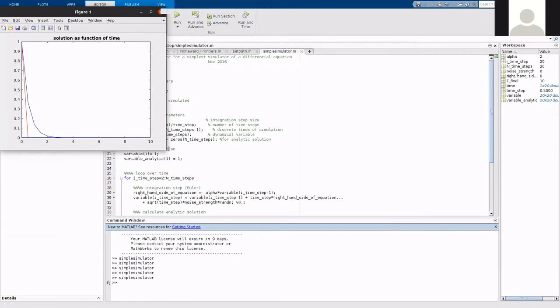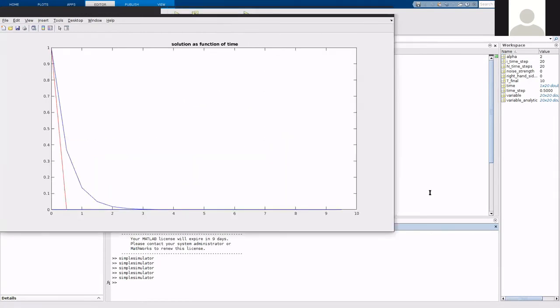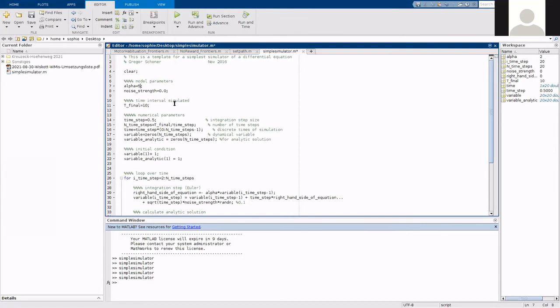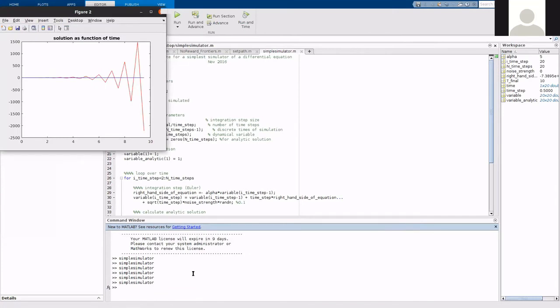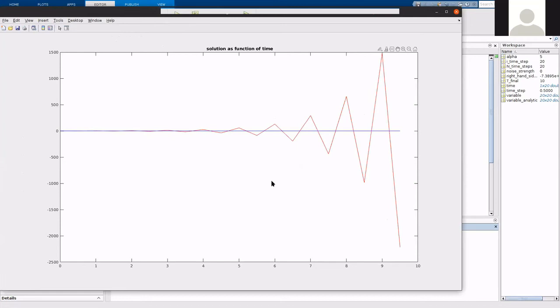So this is getting worse and worse, right? Let's do 5. Okay, and now this happens. The numerical solution or approximation is now the red curve, right? And it starts to oscillate here, and it starts to get bigger and bigger. So we have 1,500 of whatever unit this is. And the blue line here is just this very tiny, small exponential decay we saw in the previous plots.